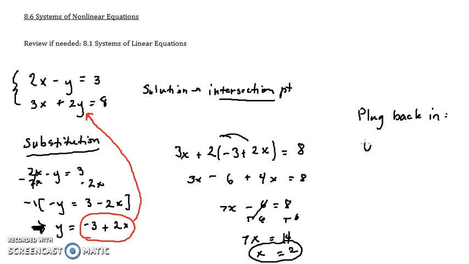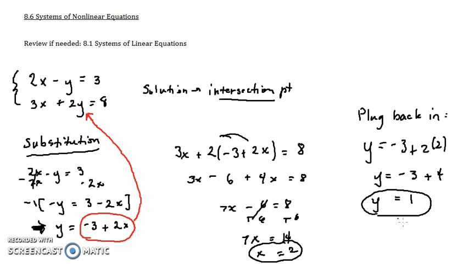So we're going to have y is equal to negative 3 plus 2 times 2. Sorry, that's a little sloppy. Negative 3 plus 4, and we get that y is equal to 1. All right, so our intersection point is (2, 1). That is the x and y value that work in both of these equations, and you should be able to go back and check that in both equations, and it should work.